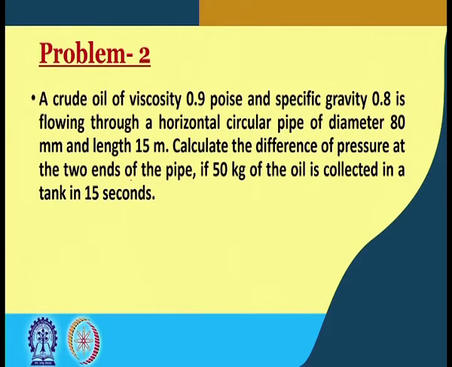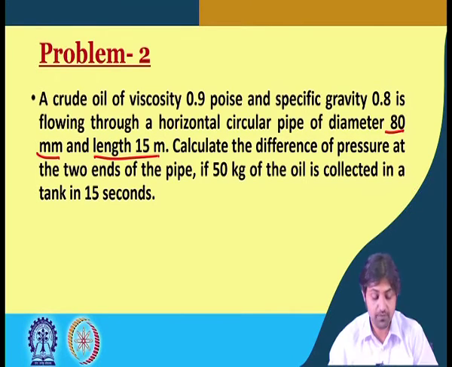Welcome back to this lecture. As we were talking, we are going to start with another problem of laminar flow in pipes. The question says that crude oil of viscosity 0.9 poise and specific gravity 0.8 is flowing through a horizontal circular pipe of diameter 80 millimeters and length of 15 meters.